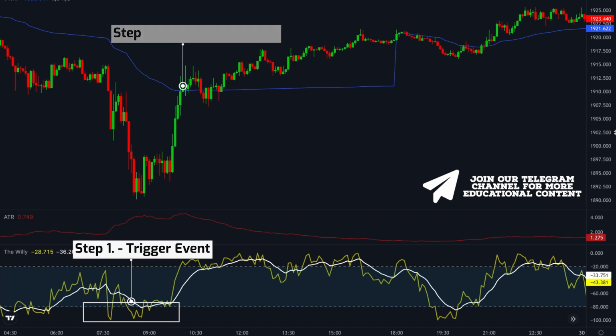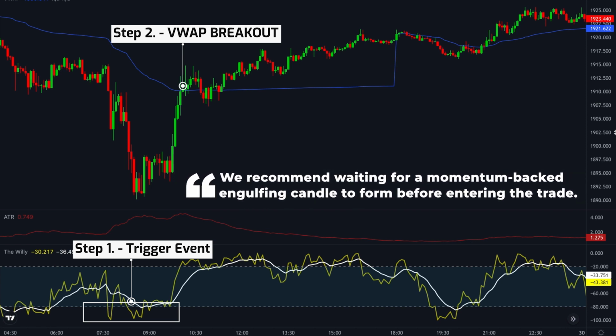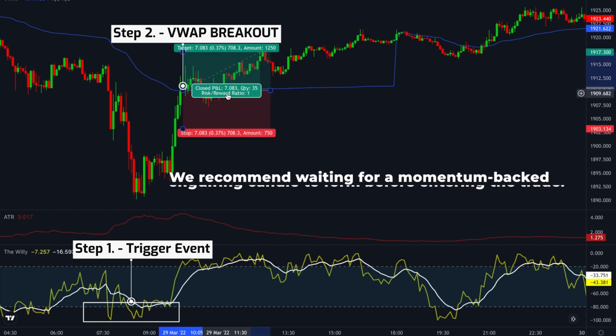And here it is. However, as you can see, we have long wick candles right here, which is not a good breakout price action. We recommend you wait for a beautiful momentum-backed breakout with great engulfing candles before entering the trade. But anyway, let's assume that we enter the trade right here.